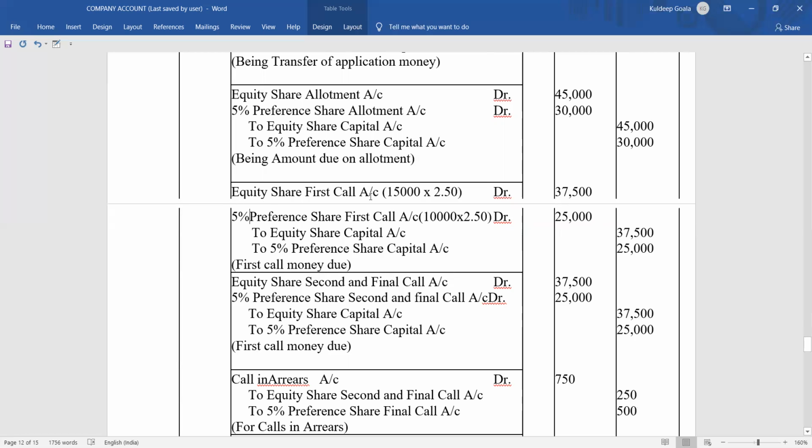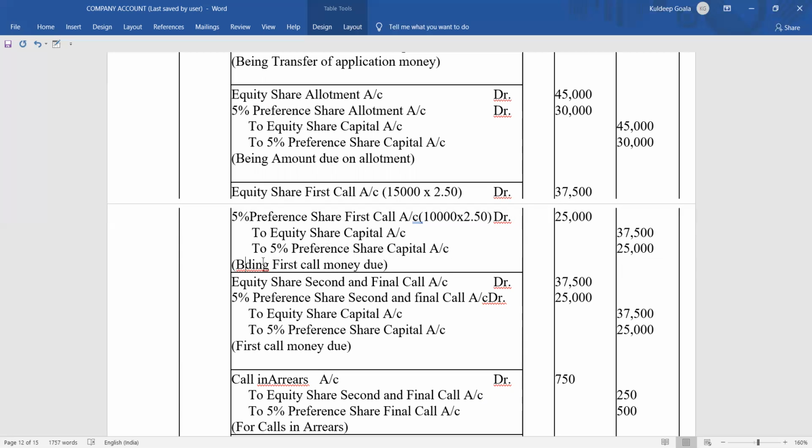So equity share first call account debit 37,500, 5% preference share first call account debit 25,000, to equity share capital account 37,500, to 5% preference share capital account 25,000. If I explain individually, then it will be like this: equity share first call account debit to equity share capital account, and again 5% preference share first call account debit to 5% preference share capital account. And what will be the narration? Being first call money due.